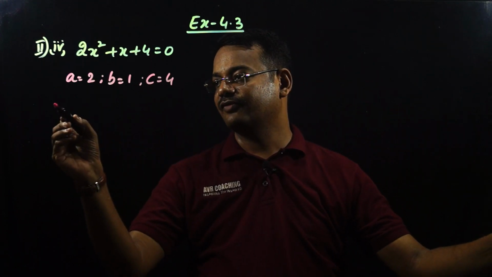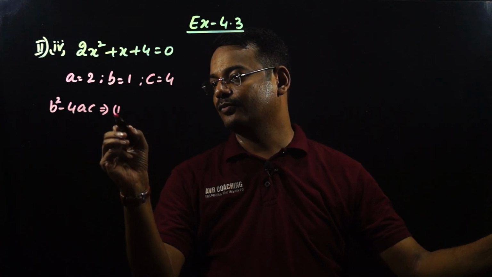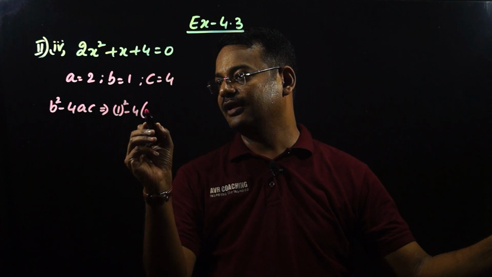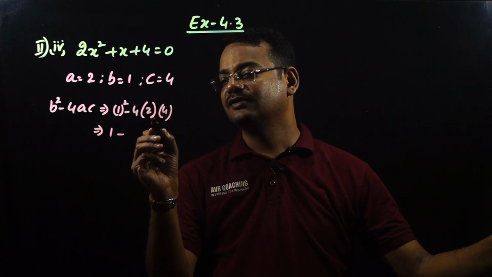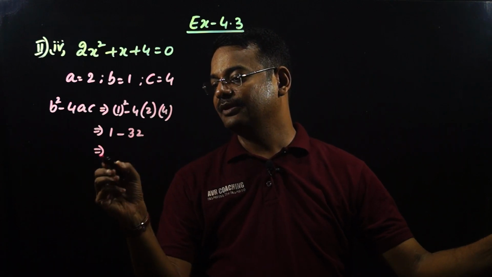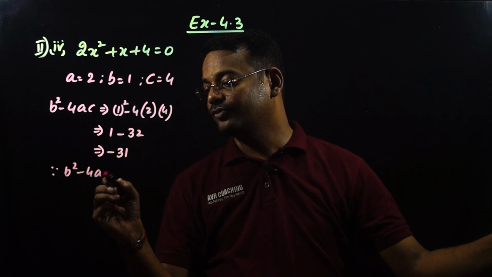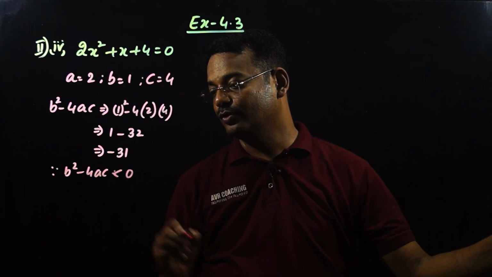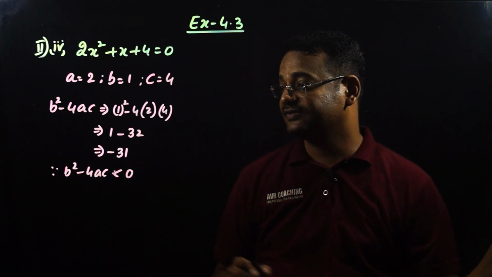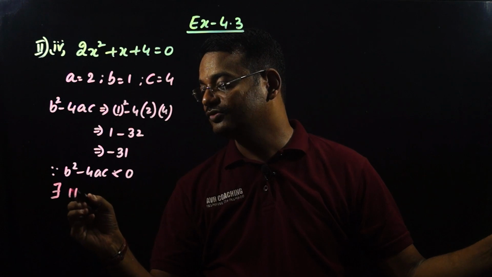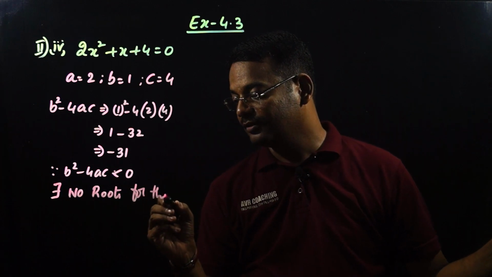Now as a thumb rule, first we will find the value of b square minus 4ac, which will be equal to b square, that is 1 square, minus 4ac, which will be equal to 1 minus 4 into 2 into 4, that is 32, which will be equal to minus 31. Now here as b square minus 4ac is less than 0, there will be no roots for the equation. Therefore, as b square minus 4ac is less than 0, there exist no roots for the equation.